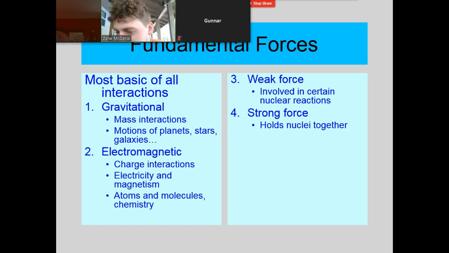All of chemistry, atoms, molecules, they all hang together because of electromagnetic forces, as well as many other things. Now, the next two forces are even stronger, even though number 3 is called a weak force. But wait, let me back off to electromagnetic. Why do I say electromagnetic forces are stronger than gravitational forces?